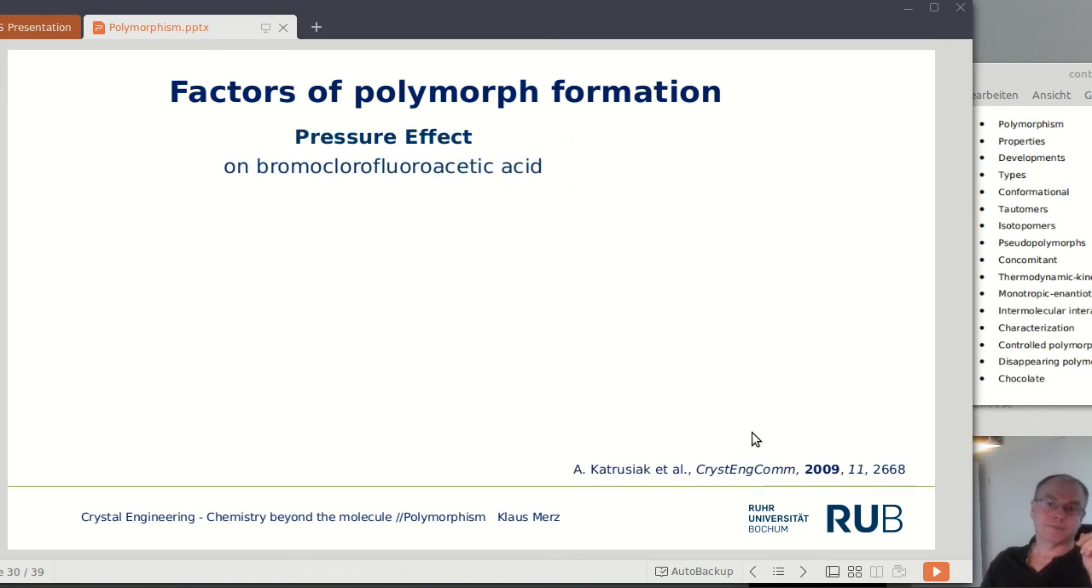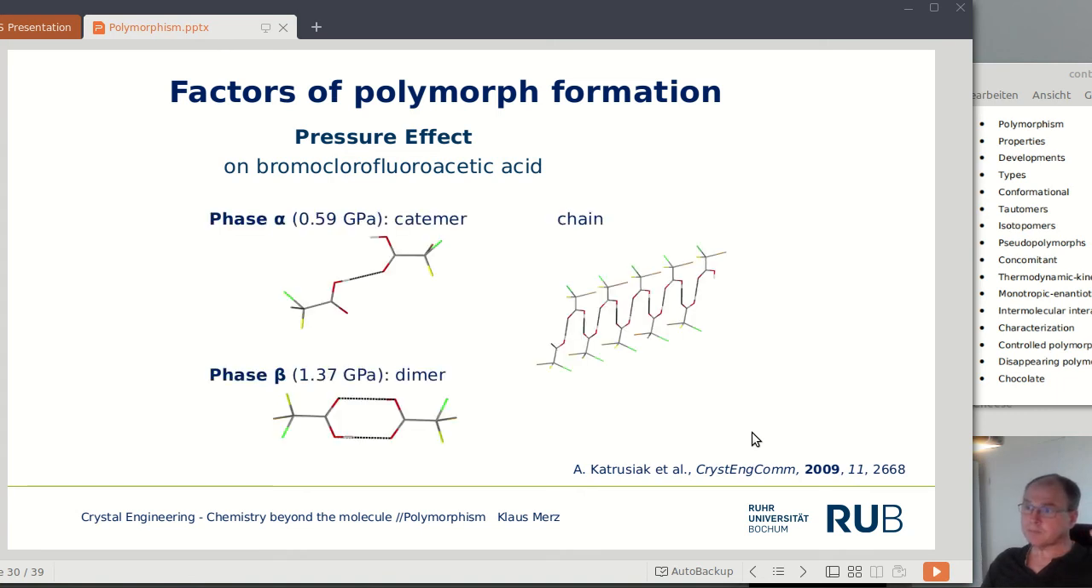Or pressure. Crystallization under ambient temperature or crystallization at higher temperature. This is in the case of bromochlorofluoroacetic acid. In the case of 0.59 gigapascal, you will see this catenary form. And if you increase the pressure to 1.37 gigapascal, gigapascal, don't forget, you will get this diagram. Very nicely shown by Katrusiak.